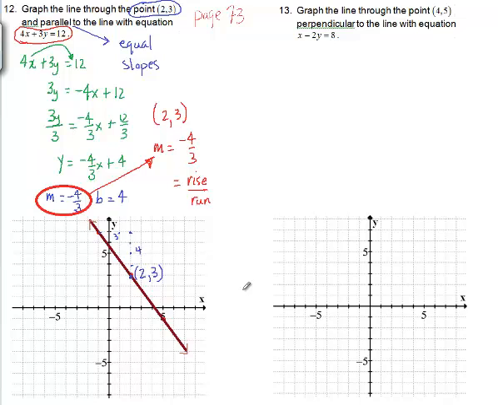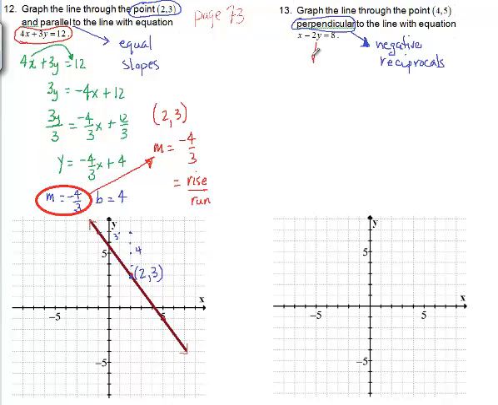Now number 12 is very similar, except you'll notice the new word here, the different word, perpendicular. What do we know about perpendicular lines? Perpendicular lines have slopes that are negative, which means opposite sign reciprocals, or some people say inverse reciprocals. So the first thing we're going to have to do is find the slope of that line, then take the inverse reciprocal of it.